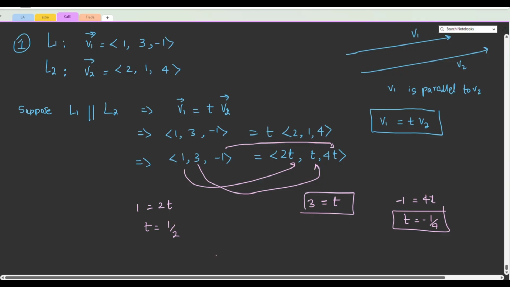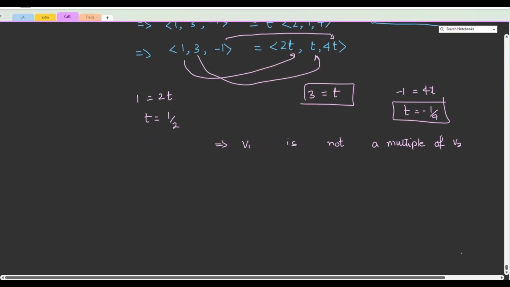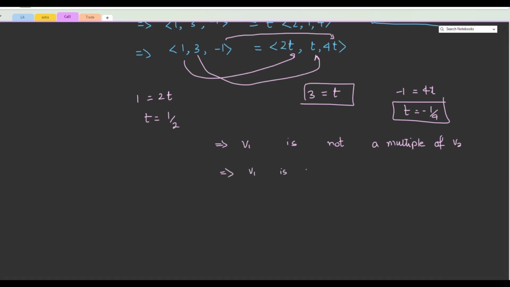It means that v1 is not a multiple of v2, and hence v1 is not parallel to v2. So we can conclude that v1 is not parallel to v2. So we have shown up to this point that L1 is not parallel to L2.